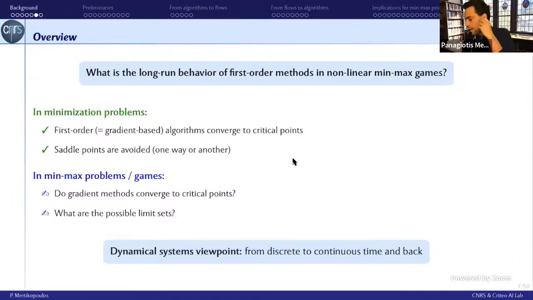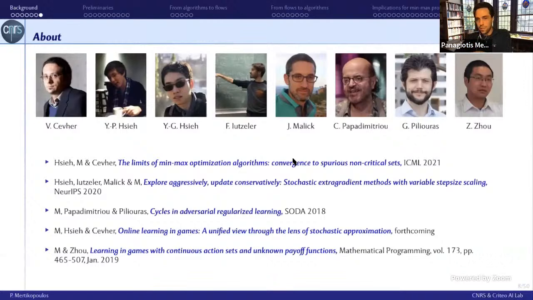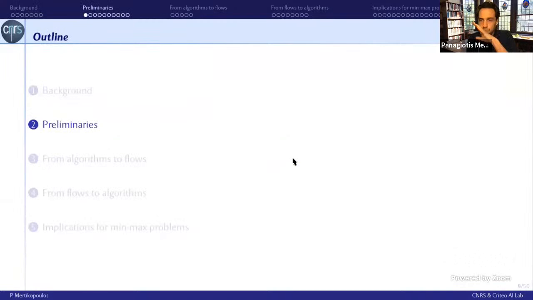So, as I was saying, this has been a research thread that we've been pursuing with a number of colleagues from Switzerland, France, the States, and Singapore. Sorry, George. And so let me jump right into the actual theory and the actual math.